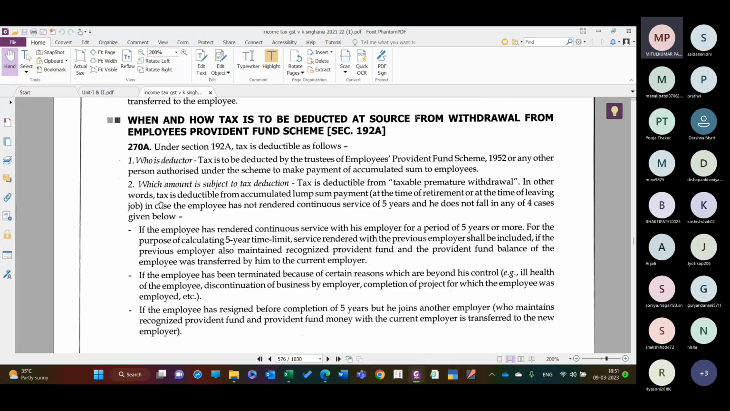In other words, tax is deductible from the accumulated lump sum payment at the time of retirement or at the time of leaving the job, in case the employee has not rendered the continuous services of 5 years and she does not fall in any of the 4 cases given below.